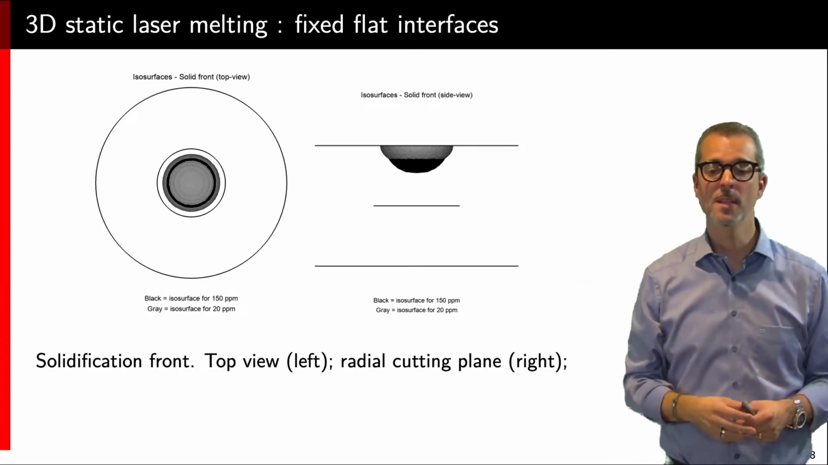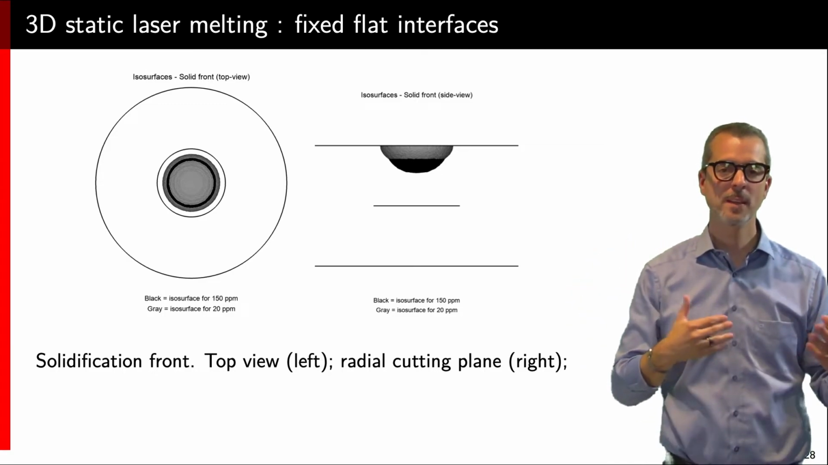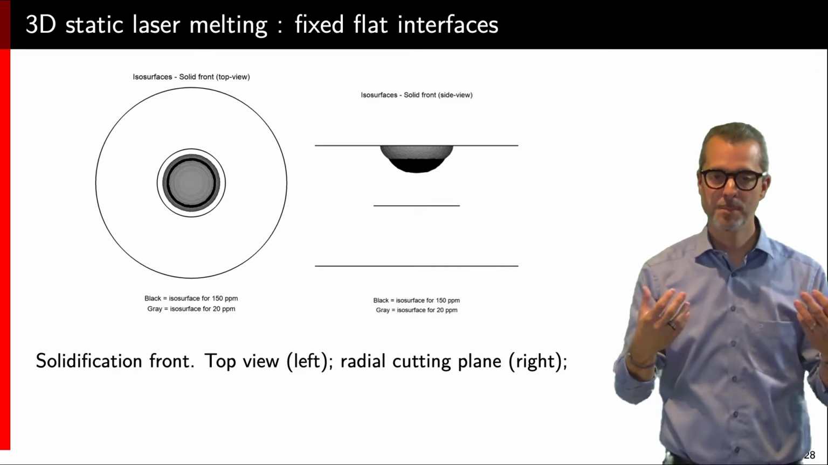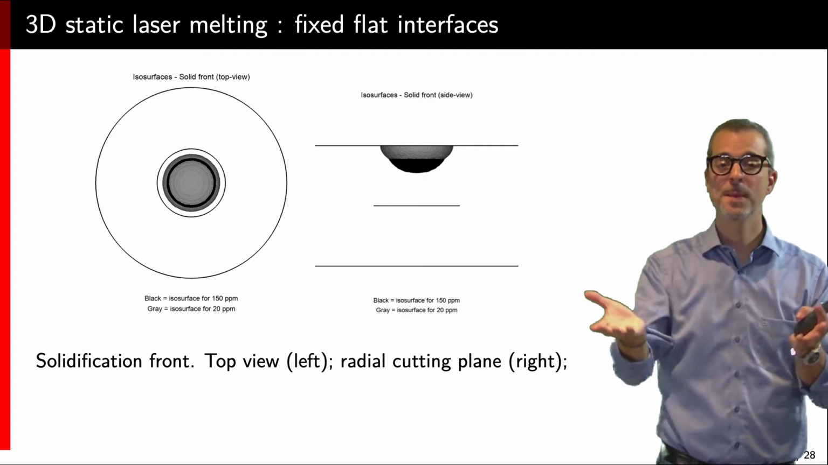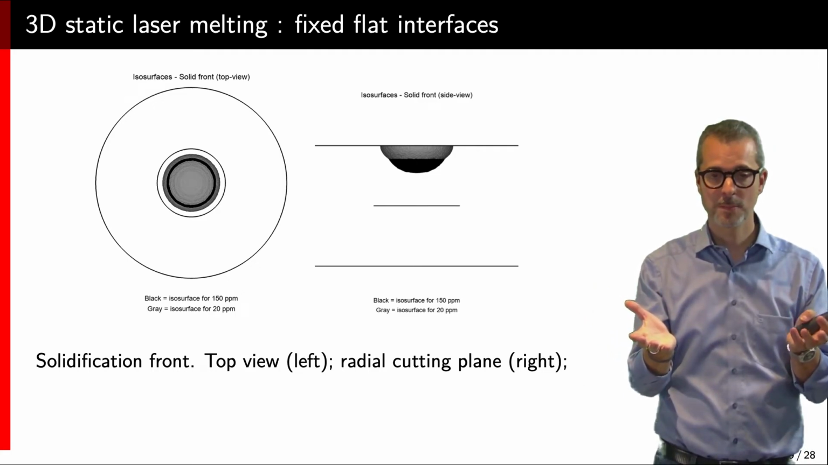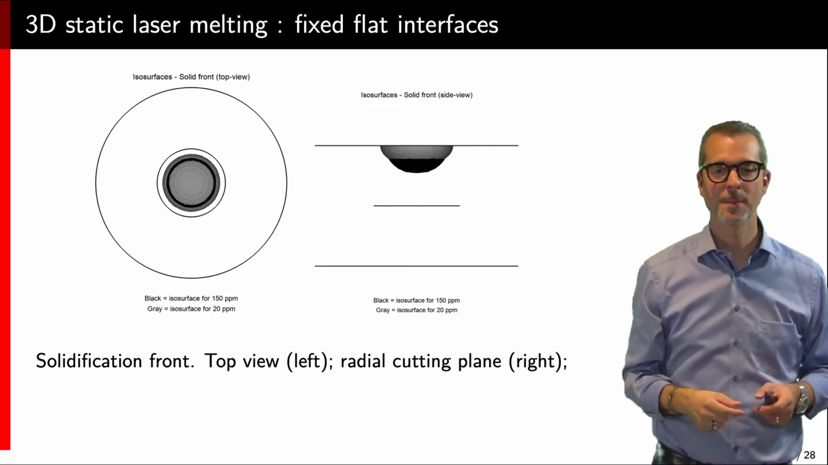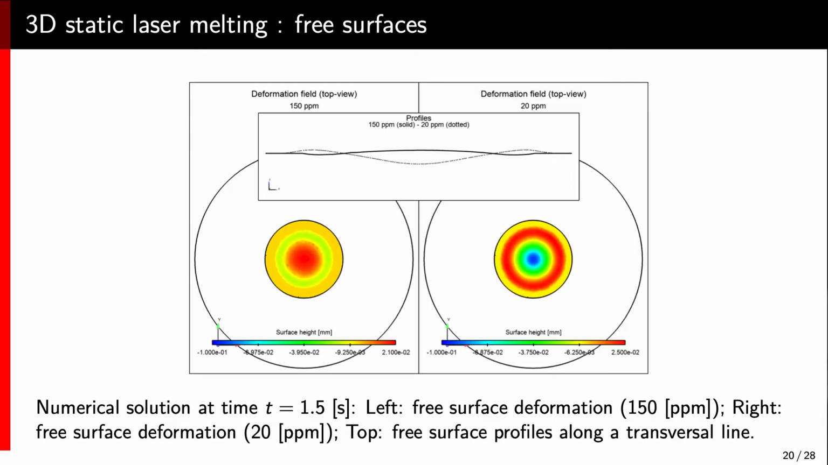And what you can see on this picture here is that depending on the sulfur concentration and depending on this variable gamma prime of T, you have different shapes for the melting pool. So that means the key variable here is this gamma prime. But more importantly, now what happens when you allow the surface to move? So we have a free surface.